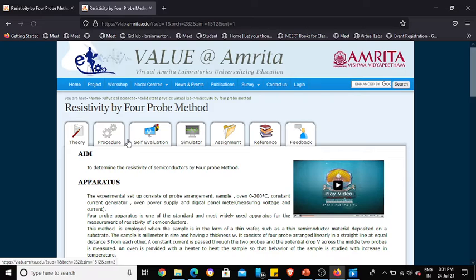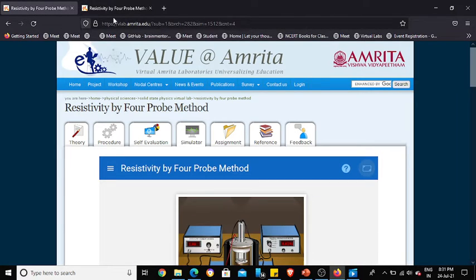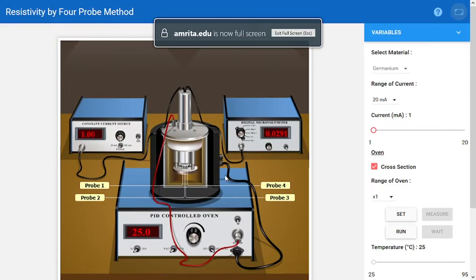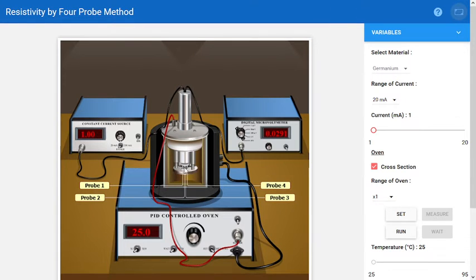As we can see, there are a lot of options available like theory, procedure, self-evaluation, simulator, assignment, reference, feedback. Okay, so the aim is to determine the resistivity of semiconductors by the four-probe method. Now moving to the apparatus. This is our experimental setup. It consists of a probe arrangement. They are arranged linearly in a straight line at equal distances from each other.